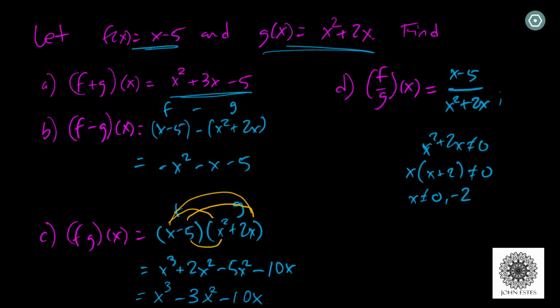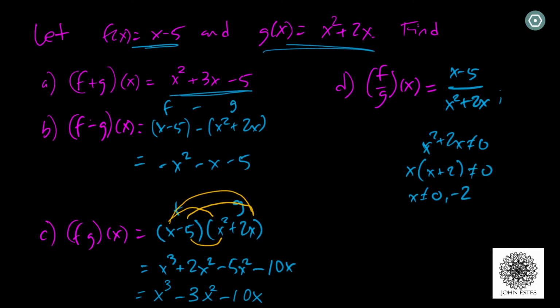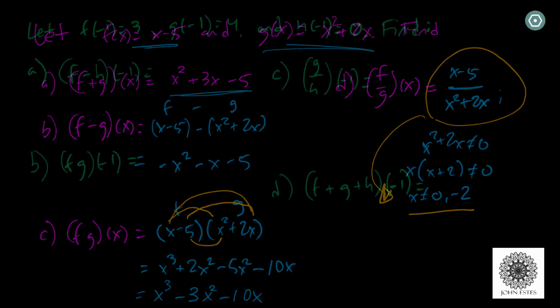So what this means is for part d, if this is going to be a function, then I need to add one stipulation, that this is now excluded from my domain. I cannot have x to be 0 or negative 2. Alright, but other than that, it's pretty straightforward, right? You just do the indicated operation on your function.